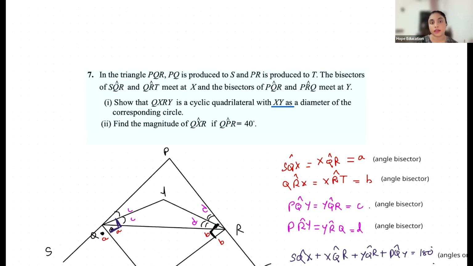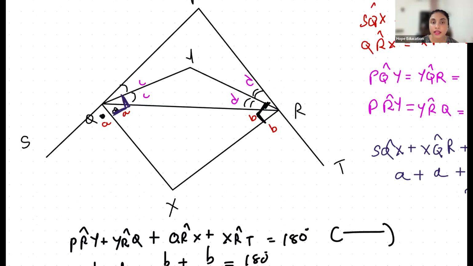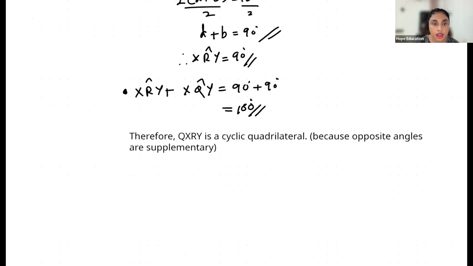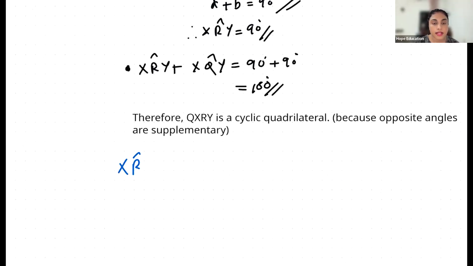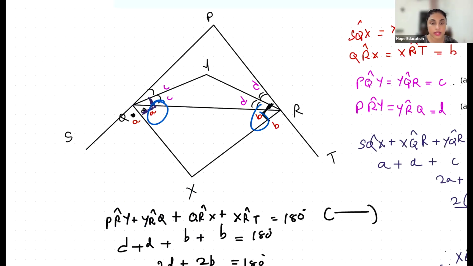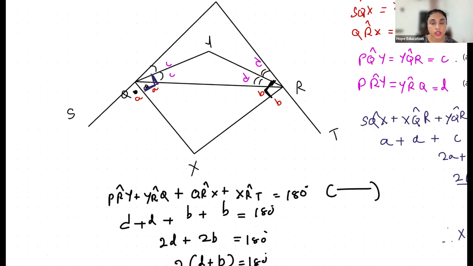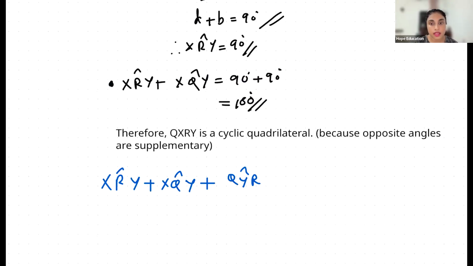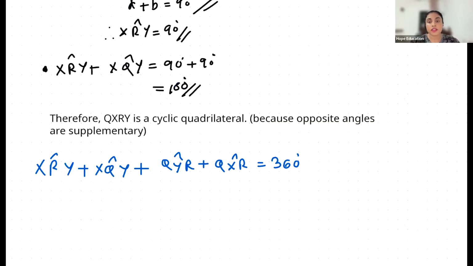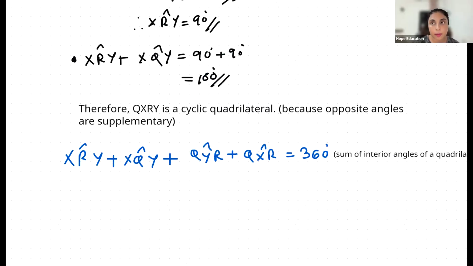We also need to show XY as diameter. How do we show XY as diameter? These are 90 degrees, and you know when you add all four interior angles of a quadrilateral, it will be 360. So I can write it below: XRY plus XQY plus QYR plus QXR. When we add them all up, it should be 360 because that is the sum of interior angles of a quadrilateral. We know XRY and XQY are 90 degrees.